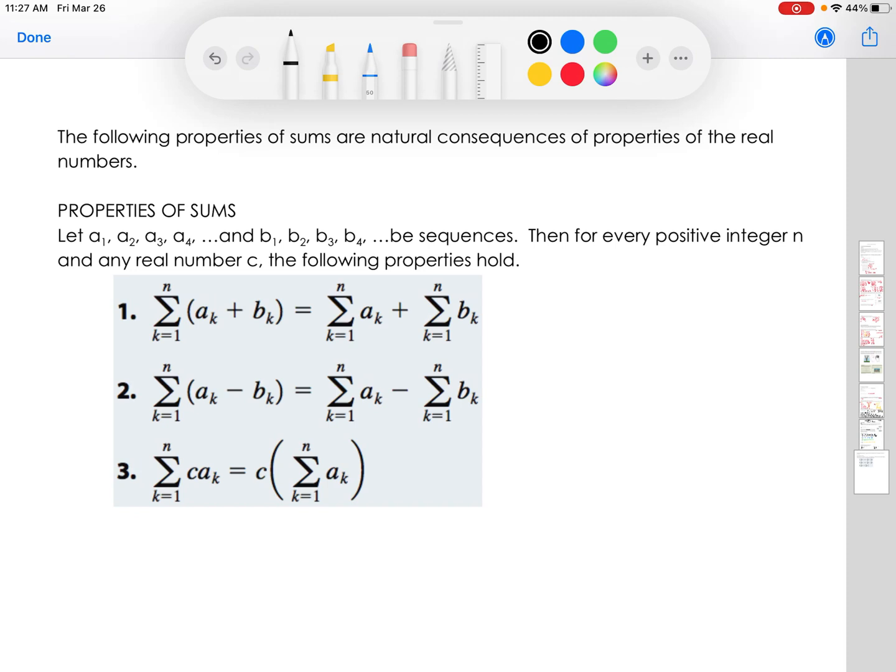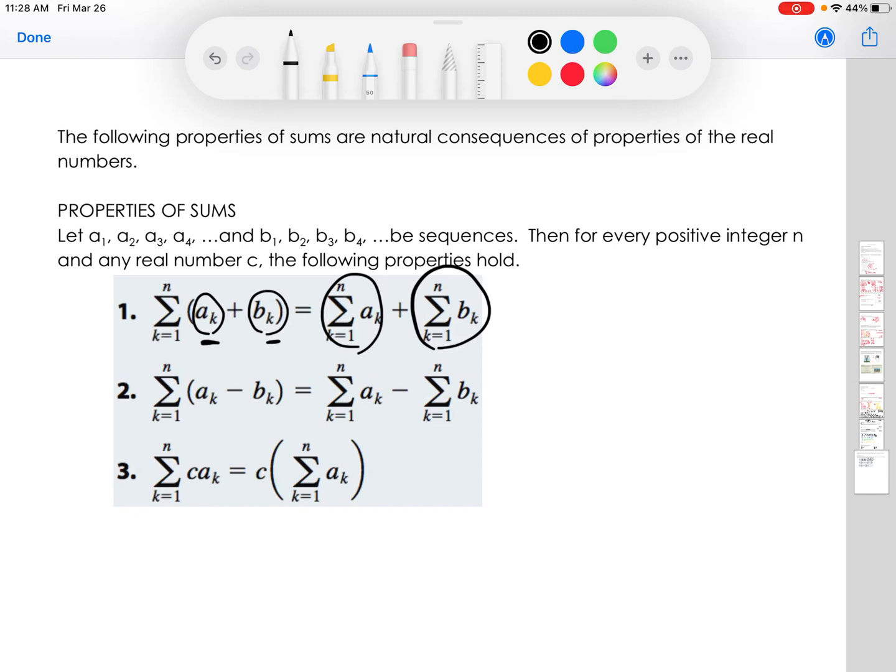The following properties are natural consequences of the properties of real numbers. So we see when we have the sequence of a's and the sequence of b's, they're two different sequences. Every positive integer n and any real number c are going to hold the following properties. So if I am taking the sum of all of the a's added together plus all of the b's added together, it's the same as adding all the a's first and then adding all the b's. Okay, so it's really just kind of putting parentheses around it. It's saying, okay, add these up first and then add these and then add those sums together. We can add in any order. That's really what's happening here.